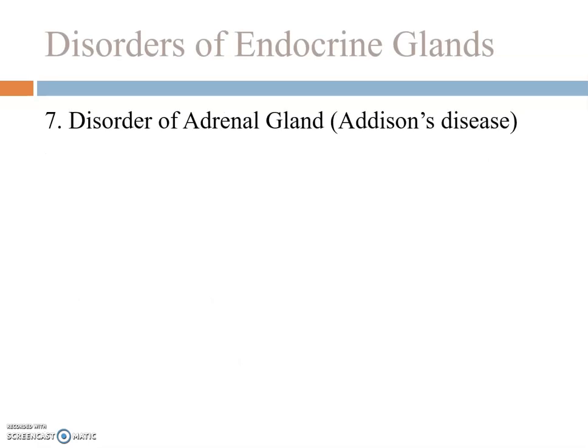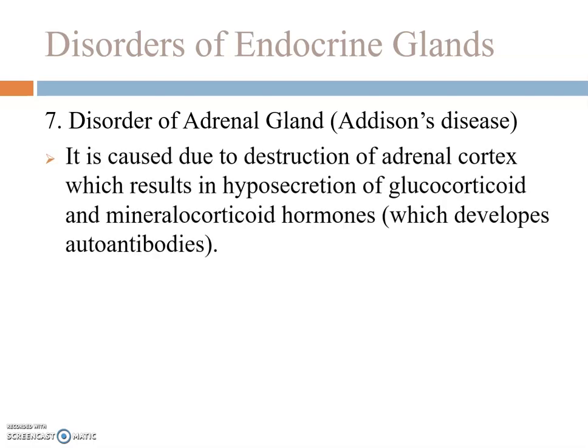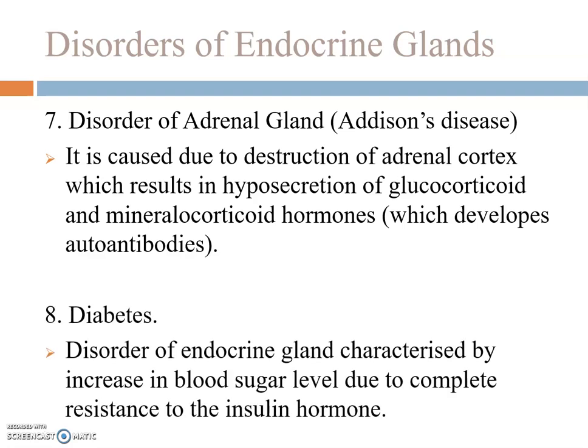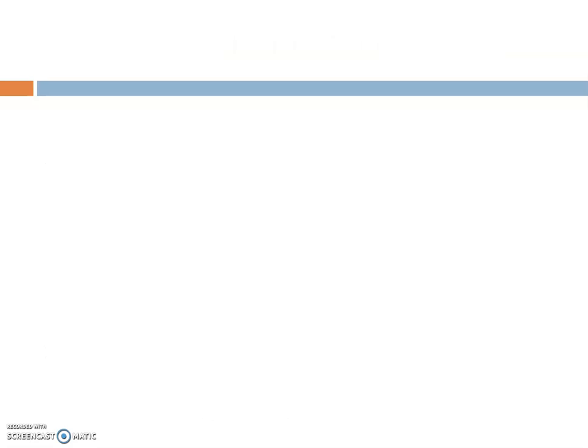Disorders of the adrenal gland. In this we will study Addison's disease. It is caused due to destruction of the adrenal cortex, which results in hyposecretion of glucocorticoid and mineralocorticoid hormones, and develops autoantibodies. Diabetes. It is a disorder of the endocrine gland which is characterized by increase in blood glucose level, which is due to complete resistance to the insulin hormone.